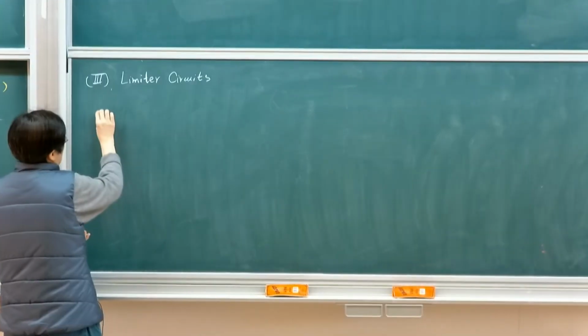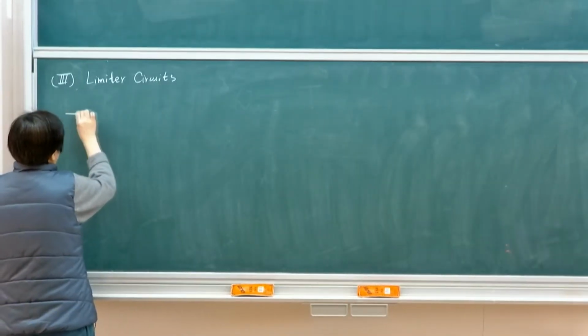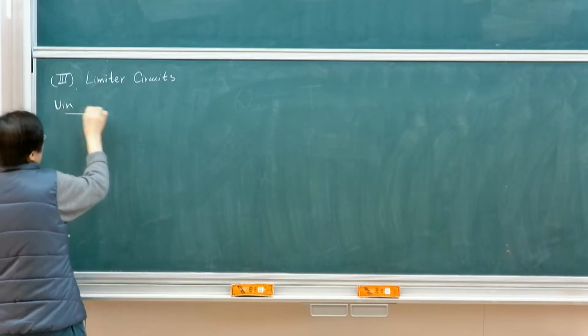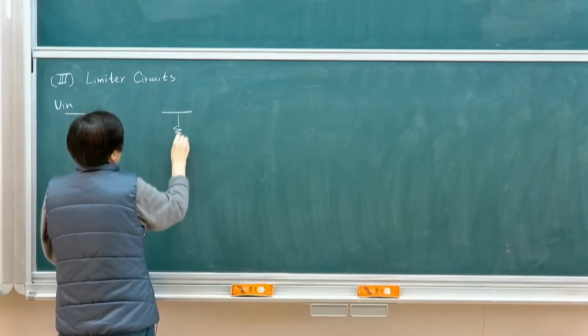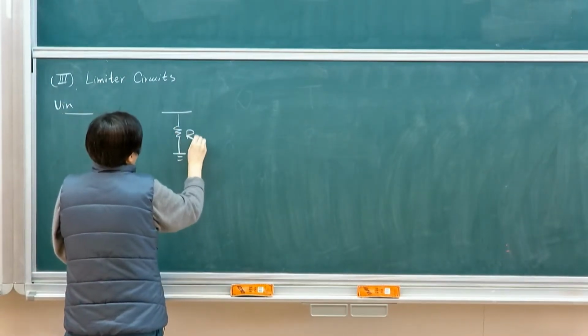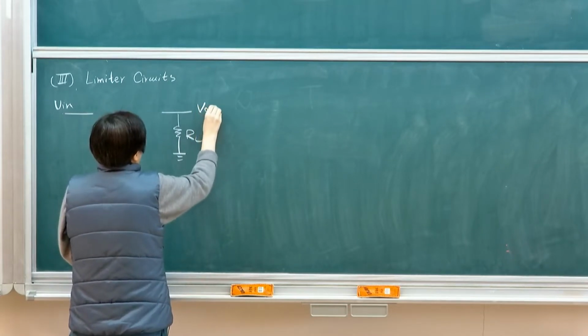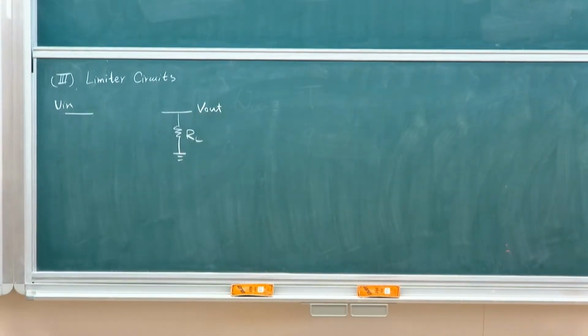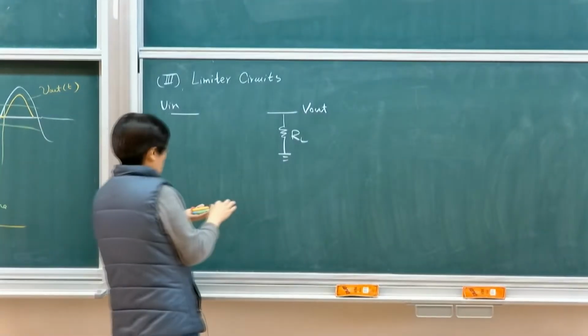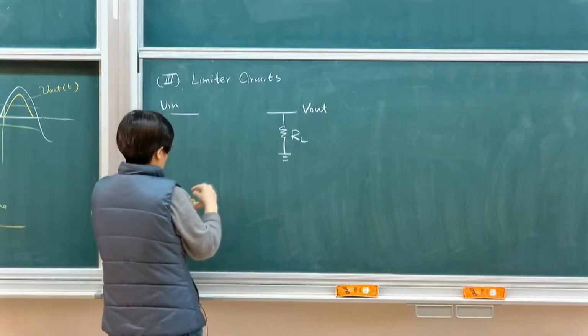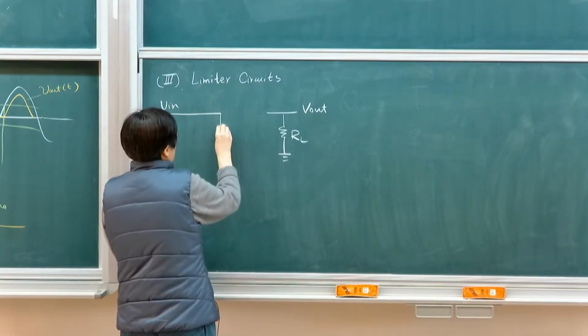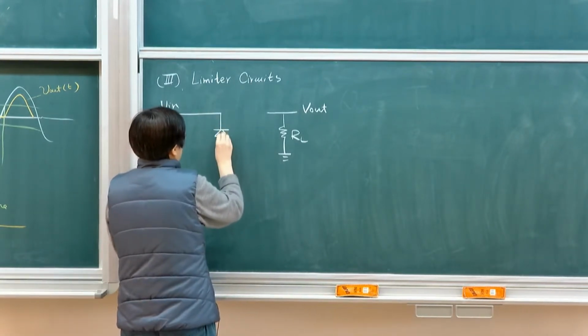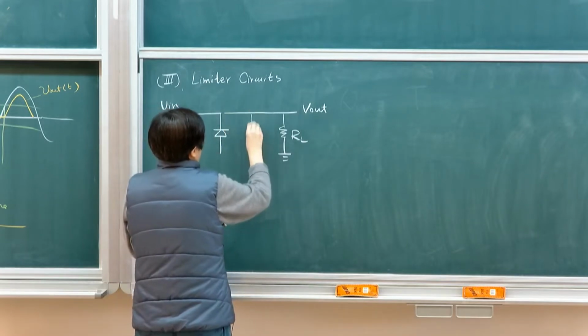So the limiter circuit looks something like this. I also have my input here, my output with a load. In between this, instead of having the diode bridging the two, I'm having the diode in parallel to our load.